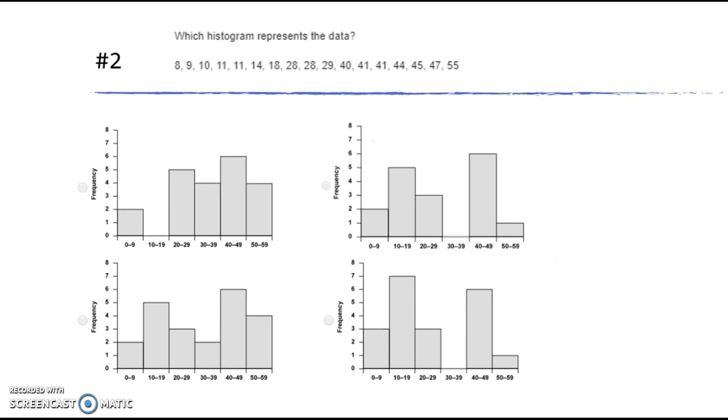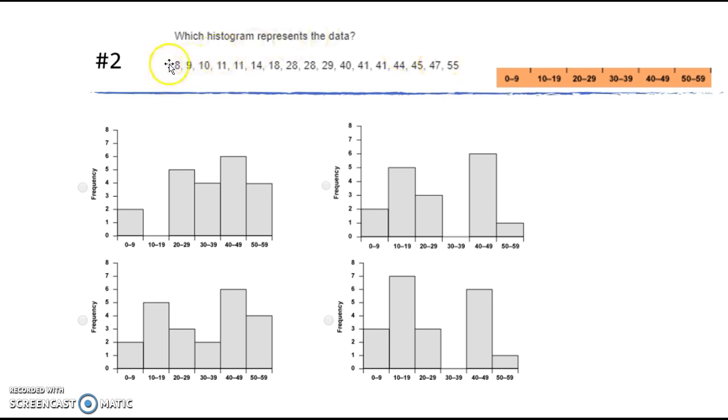Question 2 says which histogram represents the data, and you have a list of numbers right here. If I look at the 4 choices for the histograms, I see that the classes or the intervals down at the bottom are all broken up the same way. I have 0 to 9, 10 to 19, and so on. So I went ahead and I've got that chunked up right here, and we're going to go through and just figure up how many of our pieces of data fall within each category.